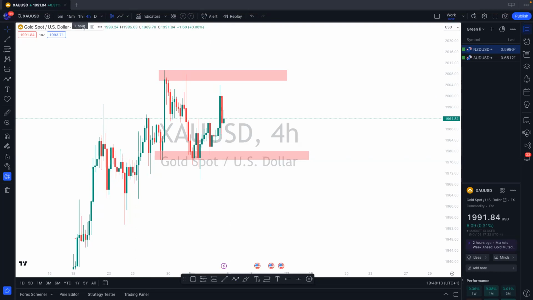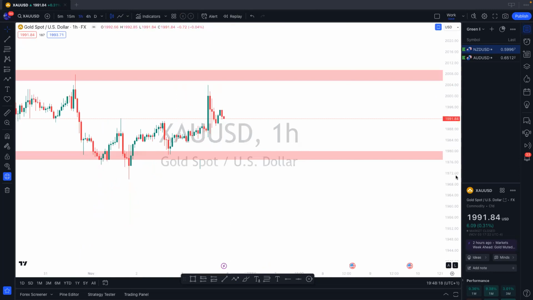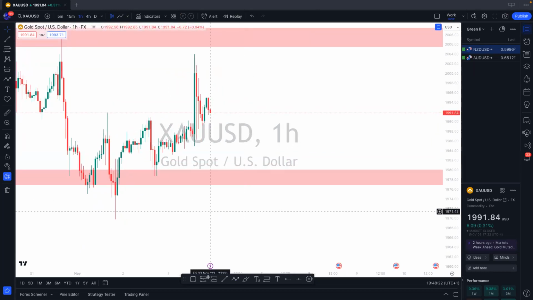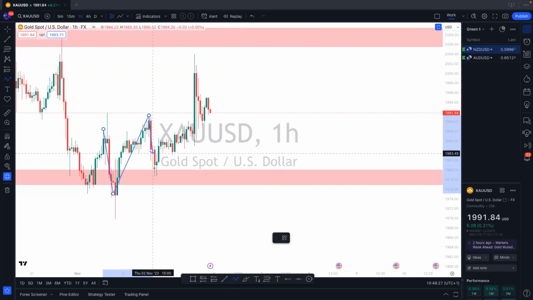Let's see. Okay, this is the 1 hour time frame. Now, if you look at the 1 hour time frame, this is what price has been doing. So price started from here, we created equal highs, then sort of an equal low, and then price pushed up to create a higher high. Now, price pushed back down to create a higher low.